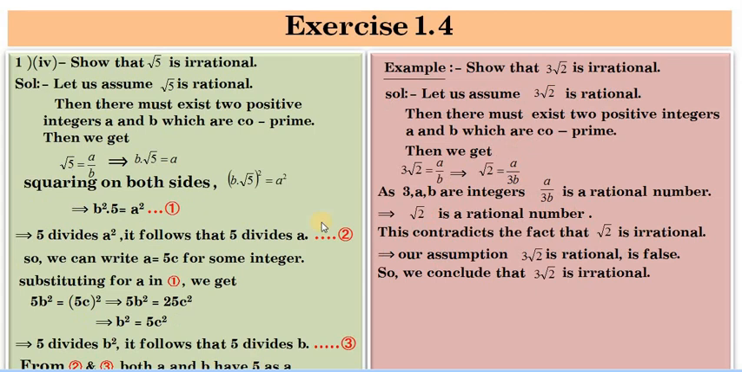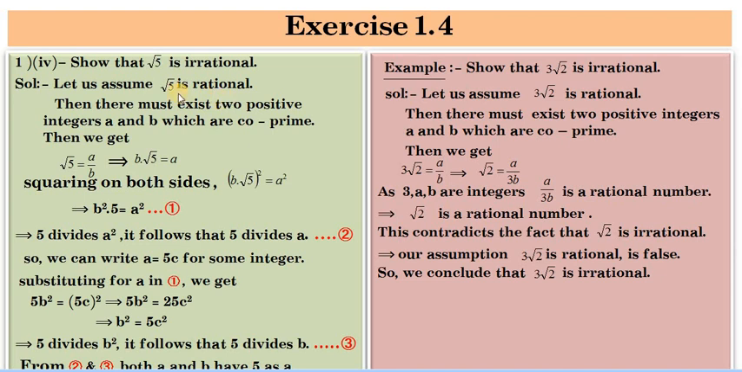Now, keeping in mind these two problems which are solved, let us go into exercise 1.4, and in this let us solve the problems from simple to difficult. So here I am going to take the fourth bit. First problem, fourth bit. Show that root 5 is irrational. So in the same pattern we should follow here also. First step, let us assume root 5 is rational.